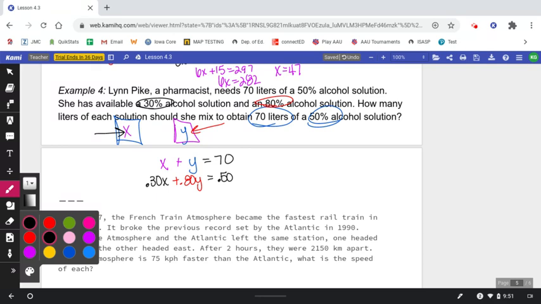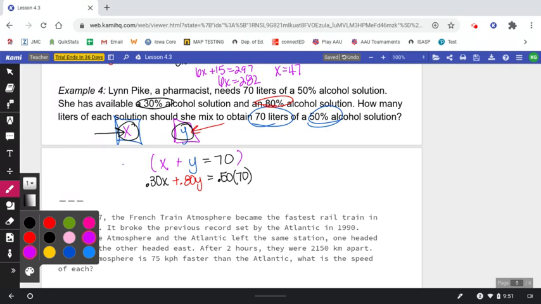But if we look at our equation, for the first one, I took my percent times what was inside. For the second one, I took my percent times what's inside. And so for the last one, I need to take my percent times what's inside, which is going to be 70. Now this one is set up for elimination. I'm going to go ahead and get rid of the x's here.